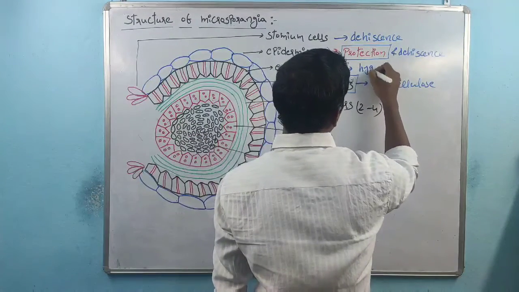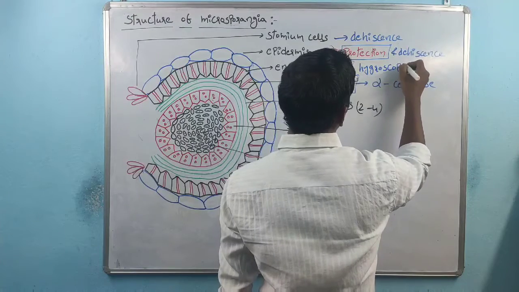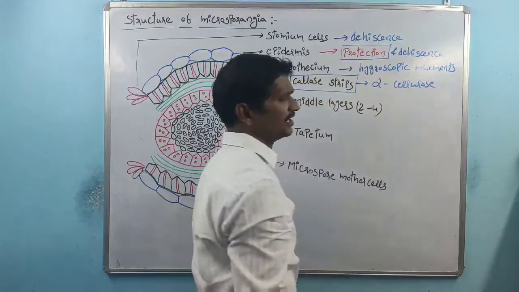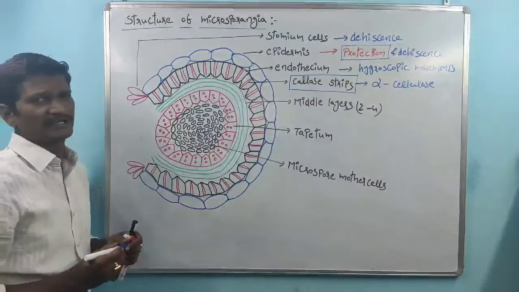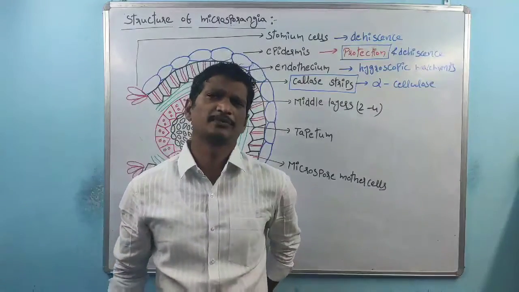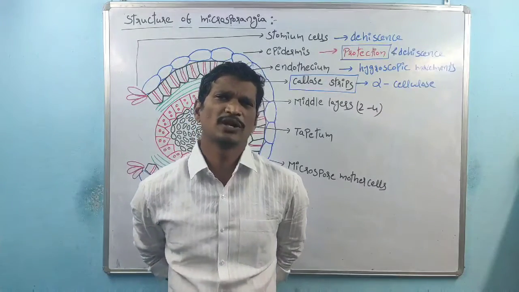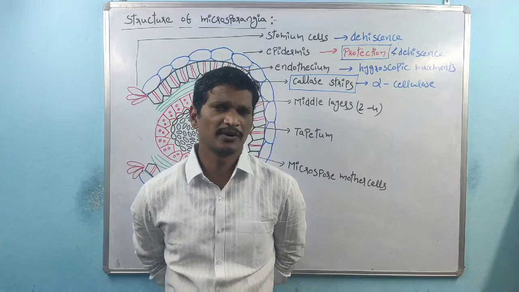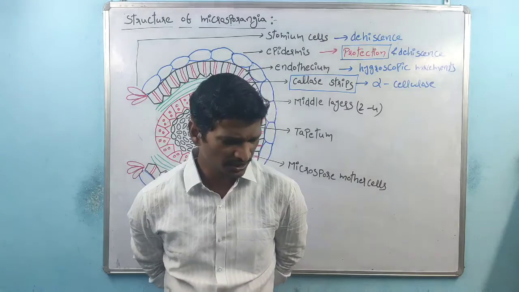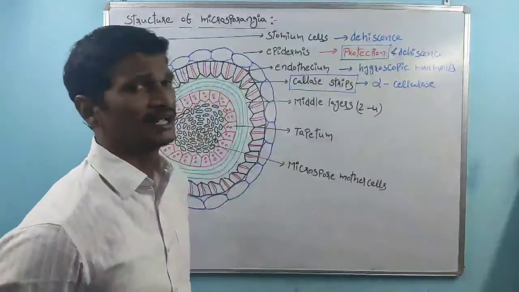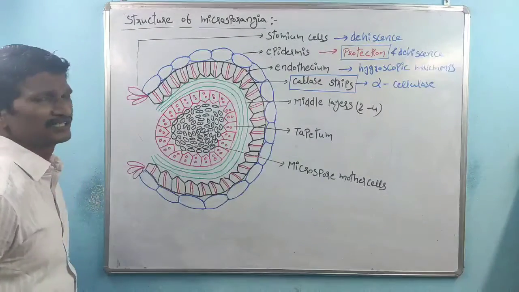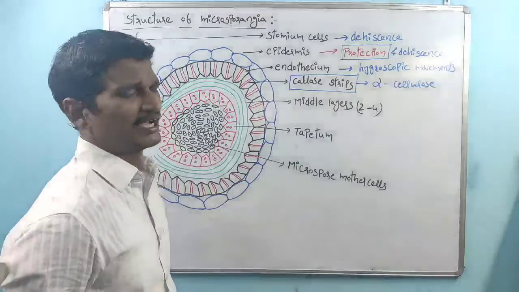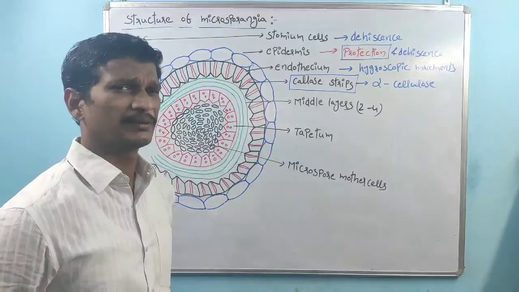The endothelium is majorly involved in hygroscopic movements. Hygroscopic movement is nothing but absorption of water from the atmosphere. Whatever moisture content is there in the atmosphere is directly absorbed by certain special tissues, which are also seen in the anther. Within the anther, the special tissue is called the endothelium. The endothelium shows that hygroscopic movement or hygroscopic absorption.